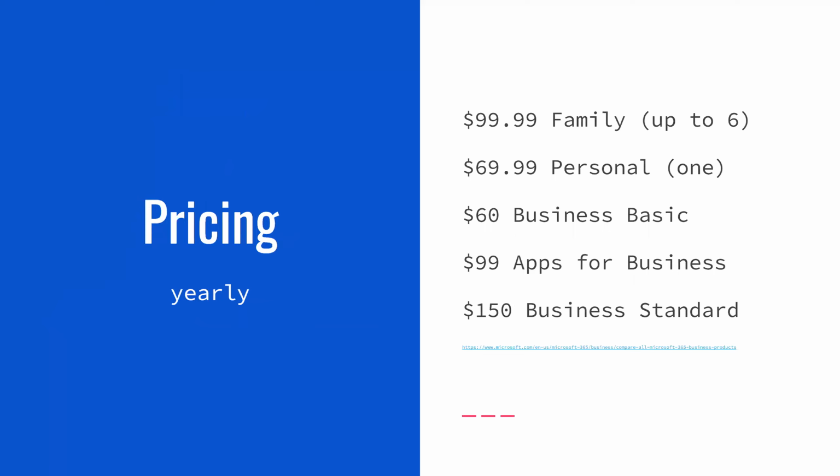If you have a family, you can pay $100 a year and you get 6 licenses. Personal is $70. Business Basic is $60 a year per person. Apps for Business is $100 a year per person. And Business Standard is $150 a year per person. It may be small on your screen, but I do have a link underneath that will take you to a website which will go over what the different offerings have and the prices for them. And we can definitely go over that at the end.